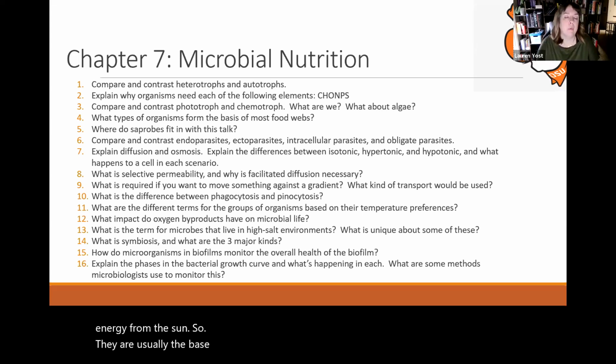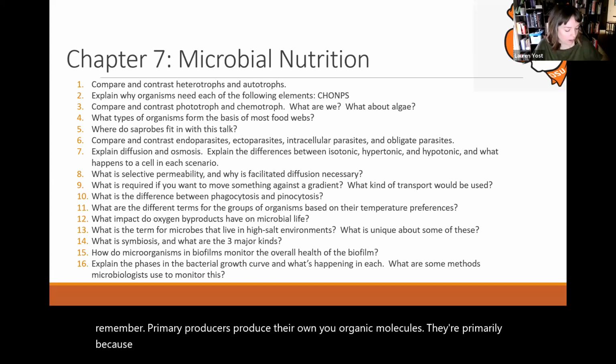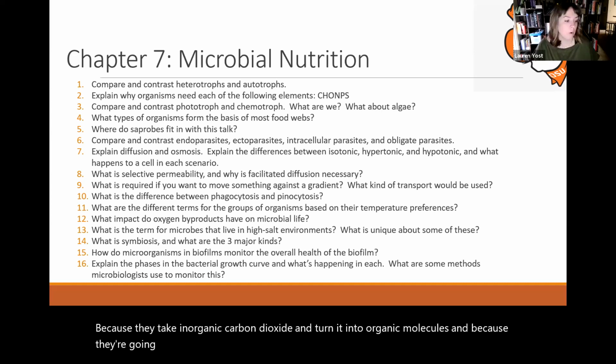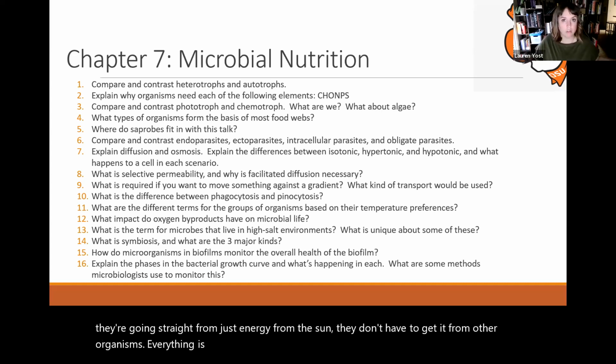We call them primary producers. That's an important term to remember. Primary producers produce their own organic molecules. They're primary because they take inorganic carbon dioxide and turn it into organic molecules. And because they're going straight from just energy from the sun, they don't have to get it from other organisms. Everything is from the start, from scratch. So primary producers.